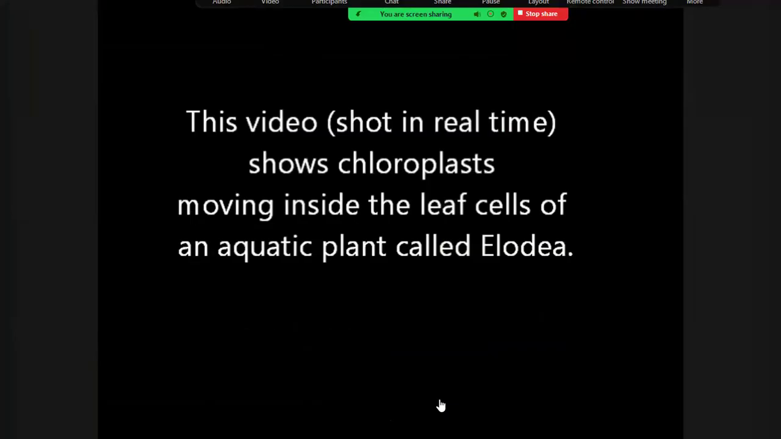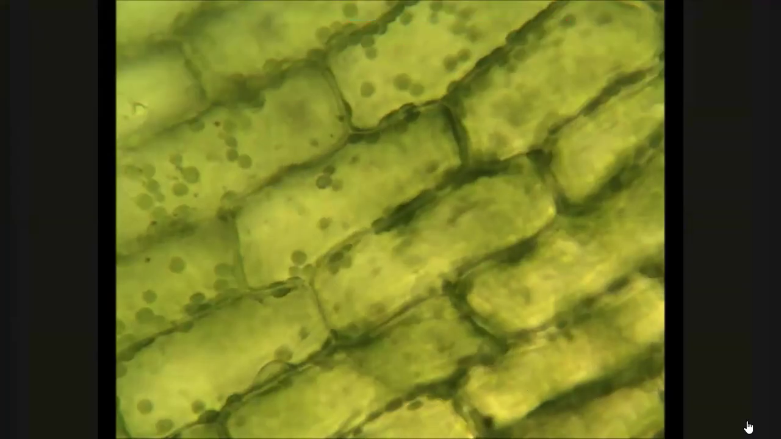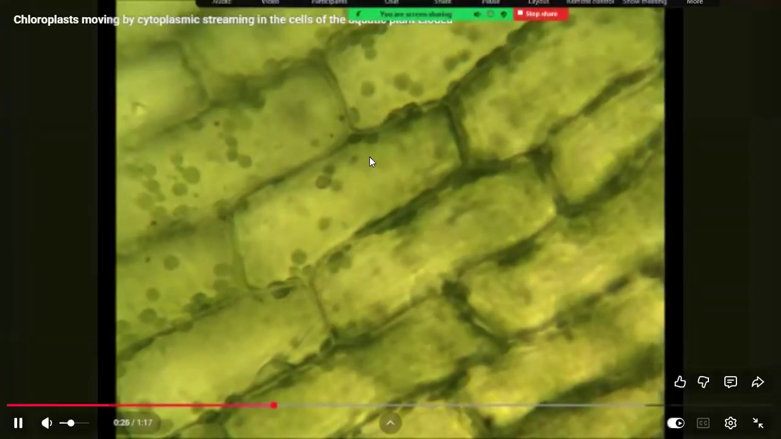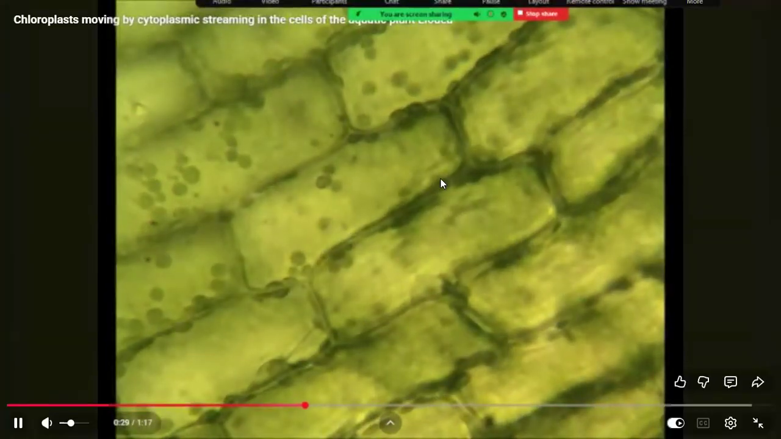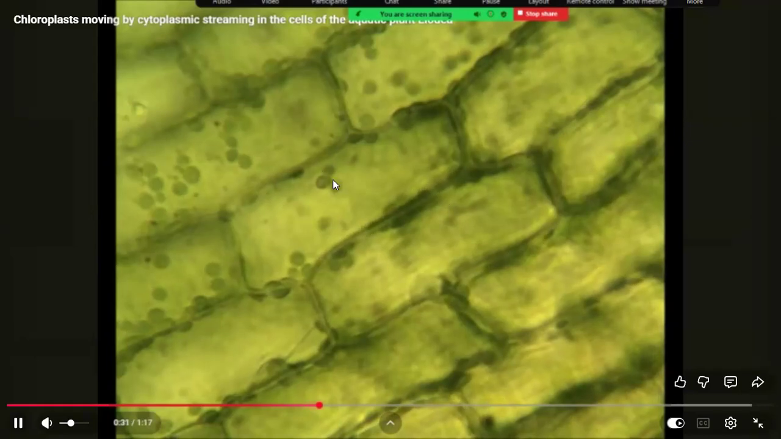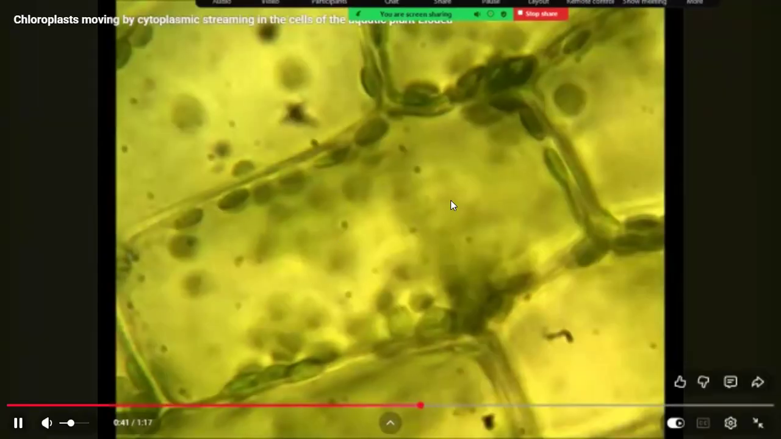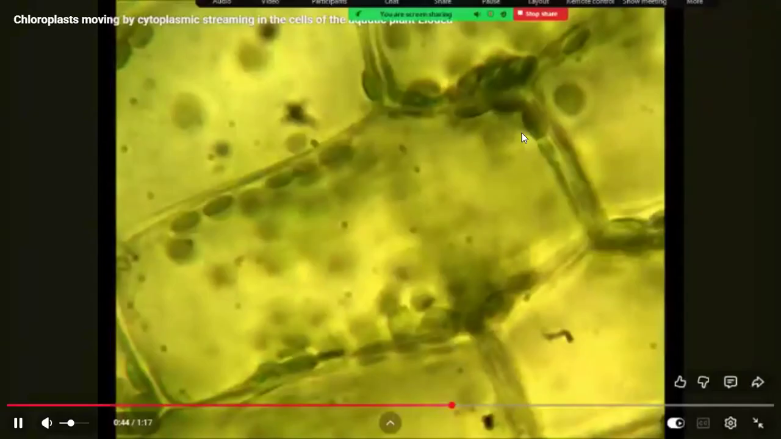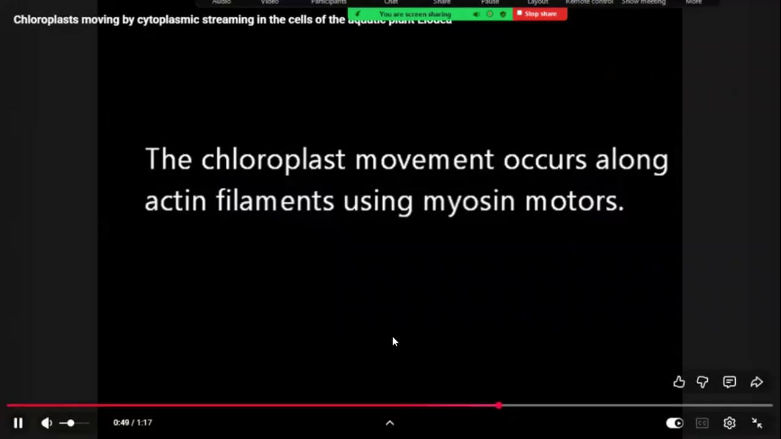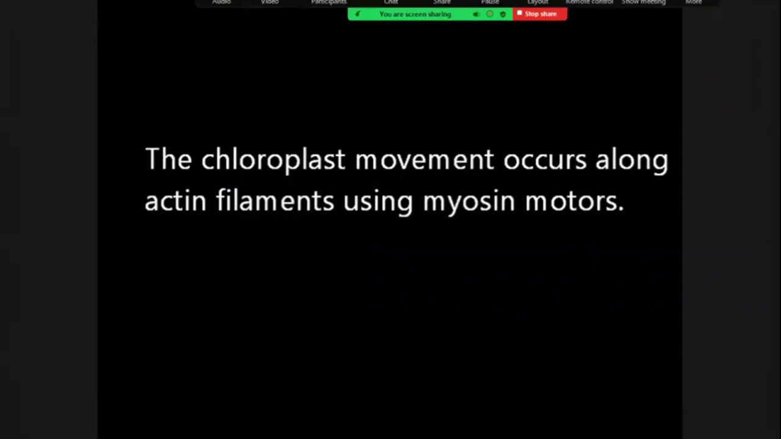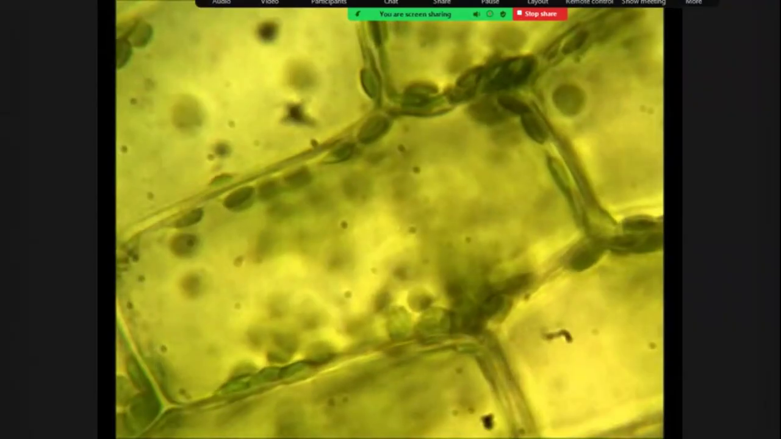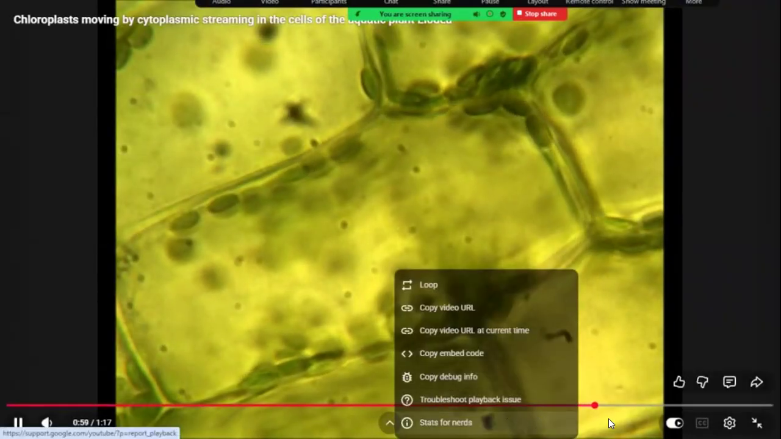Shot in real time. There, you can see the chloroplast moving in the cell from the cytoplasmic streaming. Can't see the central vacuole, but in this part of the cell, the chloroplasts are moving around. All right, any questions about cytoplasmic streaming?